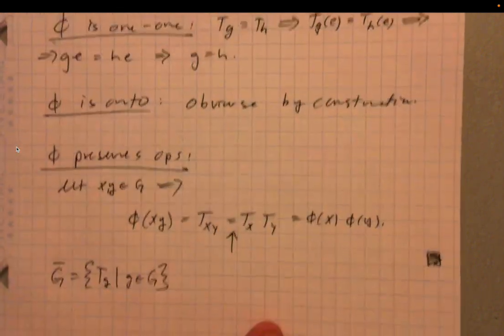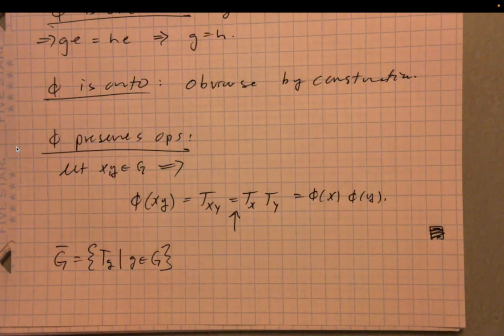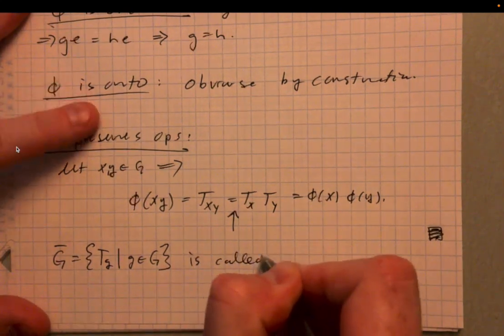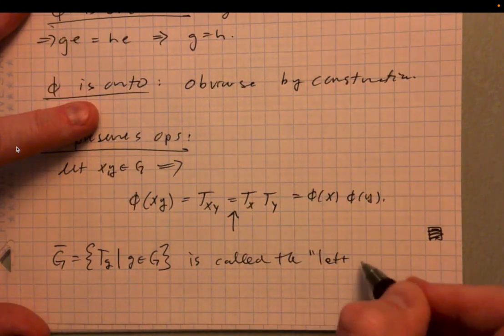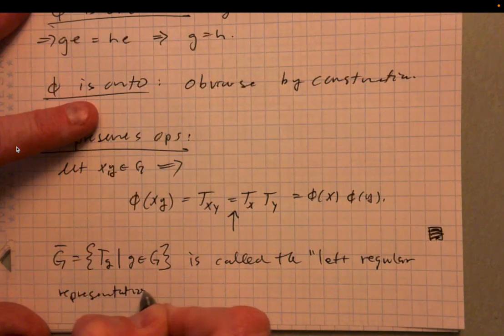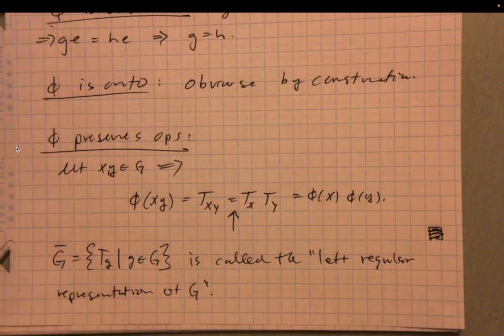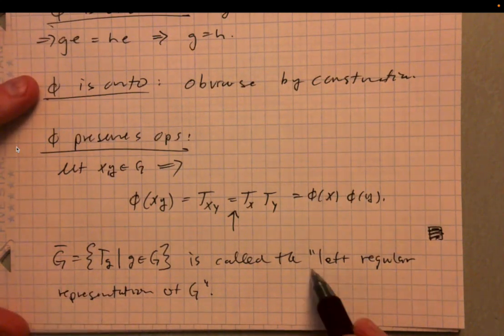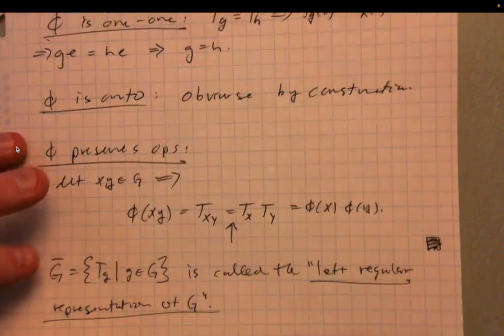This has a special name. It's called the left regular representation of G. We'll be using this in more detail in coming lectures. Let's actually do a concrete example where we use this left regular representation of G. Let's do an example where we kind of draw it out.